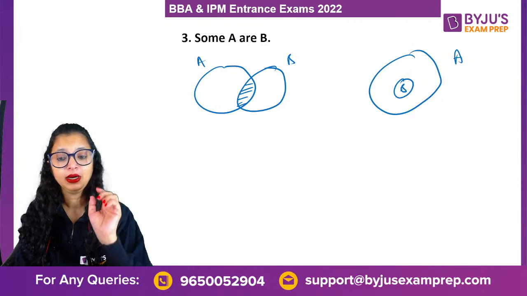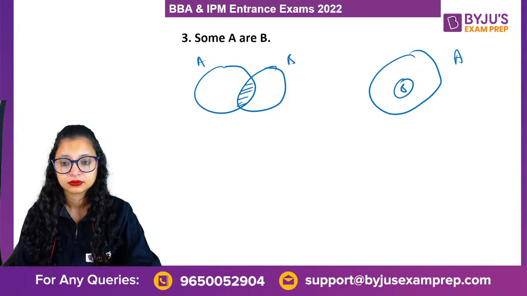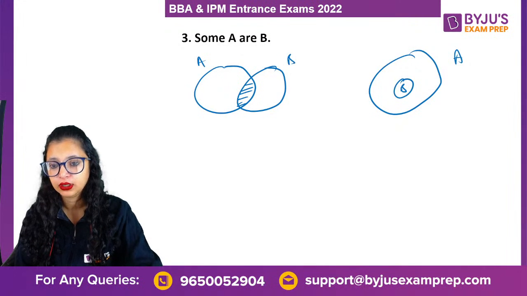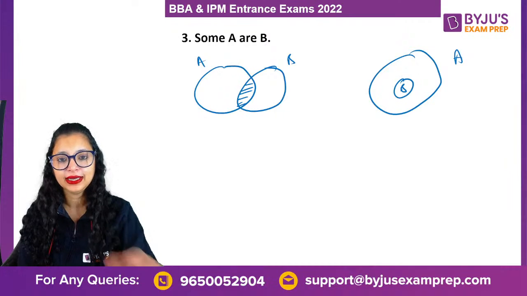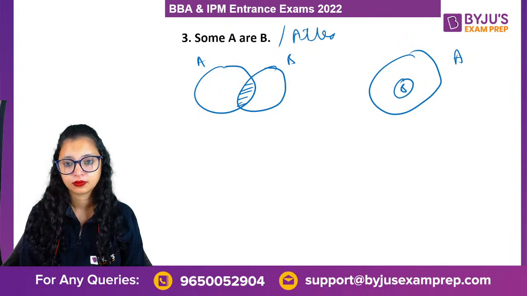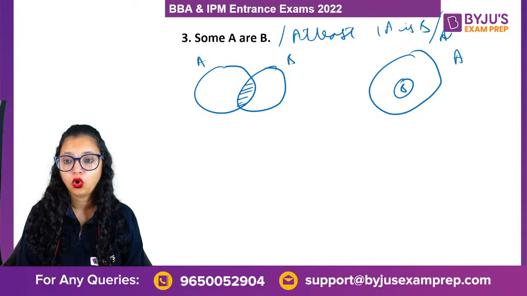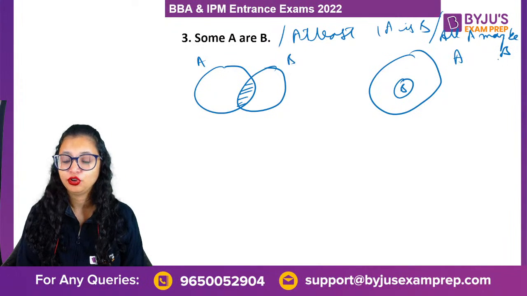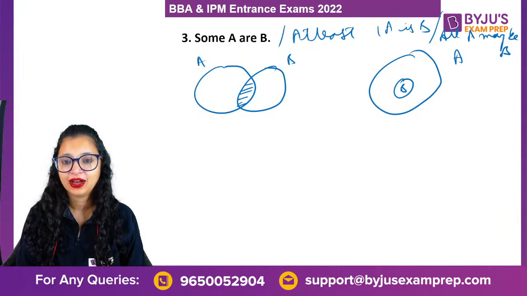But do you remember that I told you that when I have some A or B, we know that it means at least one A is B. That can also mean that all A may be B. You remember this, everyone? Yes. So now let's apply this. When I have some A or B, it can also mean all A may be B.